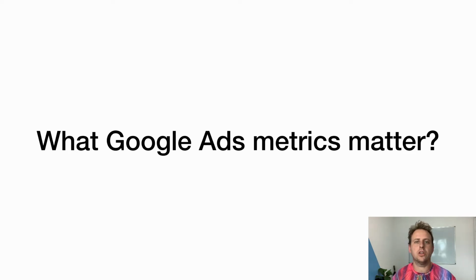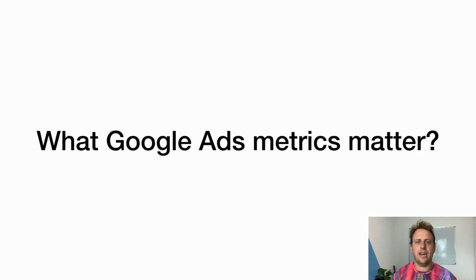Now this is a question we get asked a lot of the time, either from our clients or from people we coach or consult with. People are saying, well, I've got my Google Ads dashboard. What are all those columns and numbers in there when I'm looking at it? What do I actually need to pay attention to?